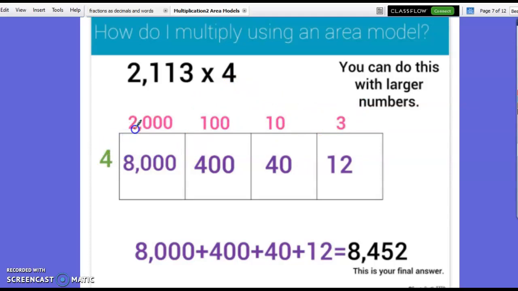So your first box would be 2,000 by 4, which is 2 times 4, and you add 3 zeros for 8,000. Your next box is 100 times 4, which is 1 times 4, 4. Add 2 zeros for 400. Then you have 1 times 4, which is 4. Add your 0, which is 40, or 10 times 4, which is 40. And your last one is 3 times 4 for 12.